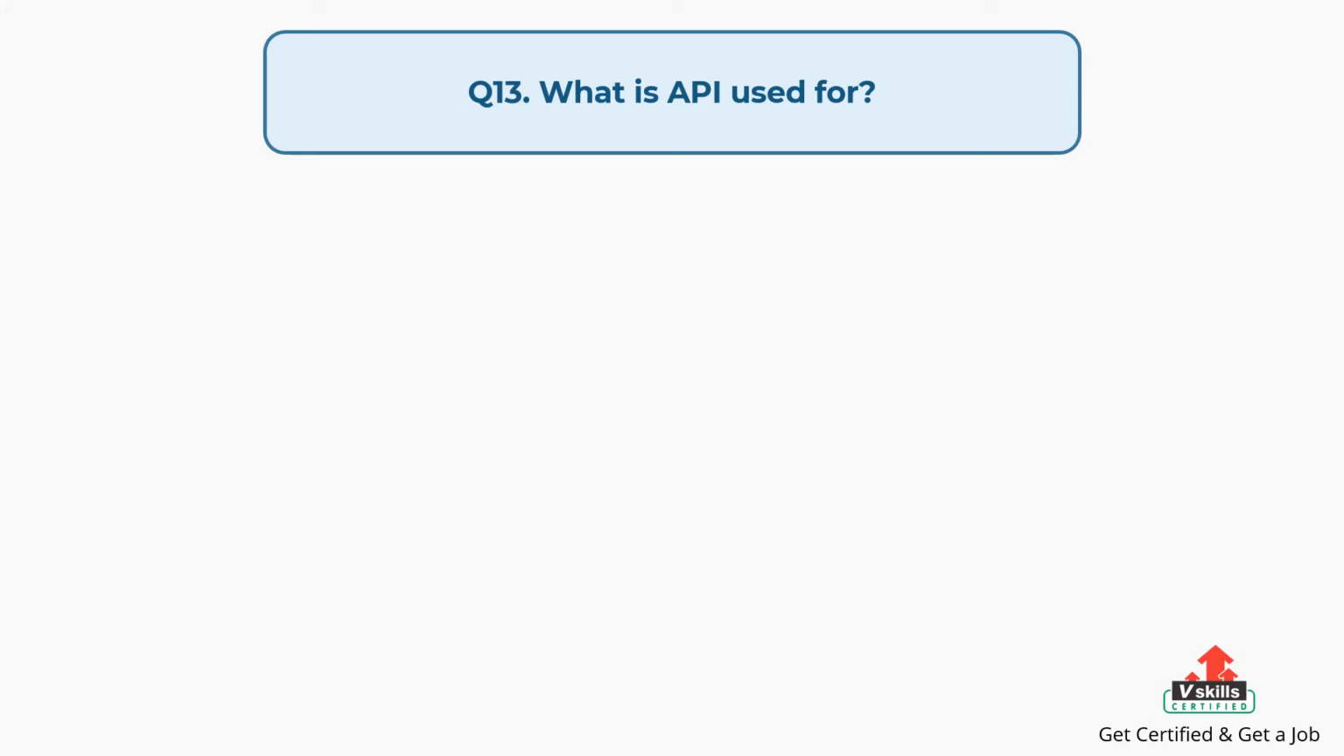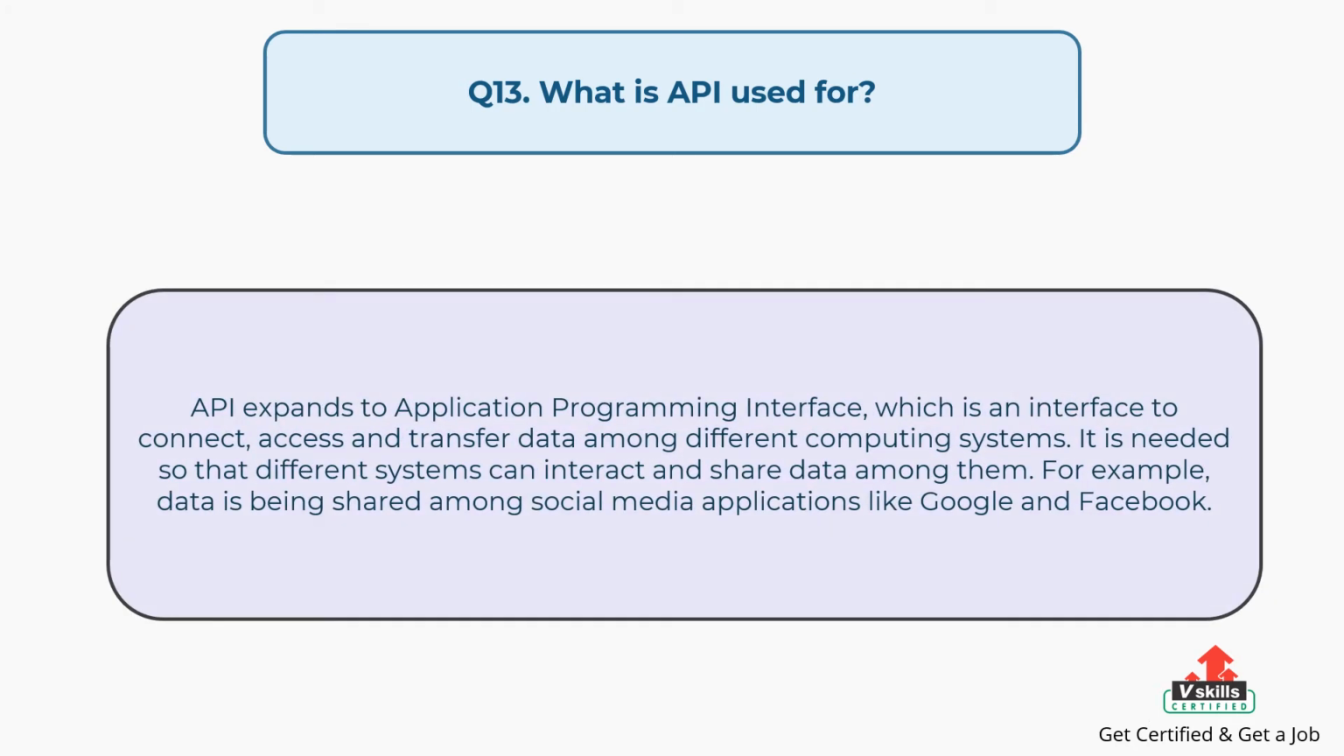Question number 13. What is API used for? The answer is API expands to Application Programming Interface, which is an interface to connect, access and transfer data among different computing systems. It is needed so that different systems can interact and share data among them. For example, data is being shared among social media applications like Google and Facebook.